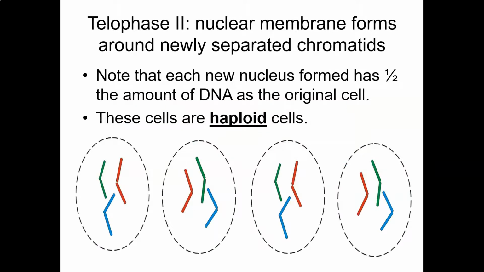And in telophase 2, nuclear membranes are going to form around the sister chromatids, the separated chromatids. And notice, each cell only has half the amount of DNA as the original cell. That's why they're called haploid. Actually, all the cells in meiosis 2 are haploid. And telophase 1 is also haploid.